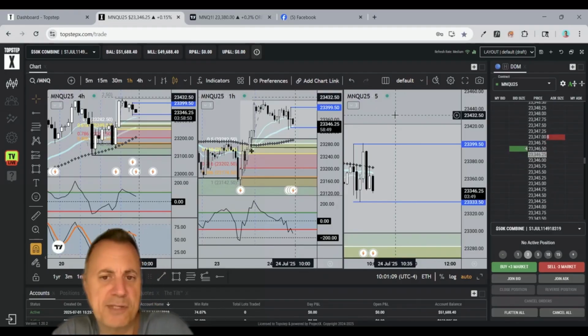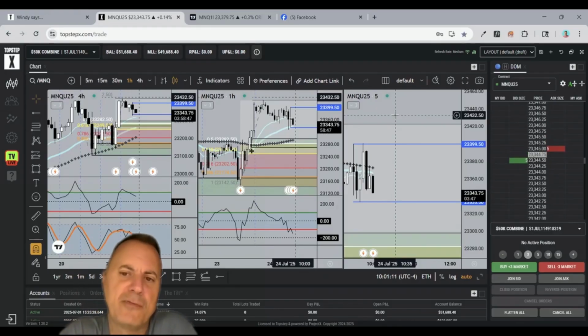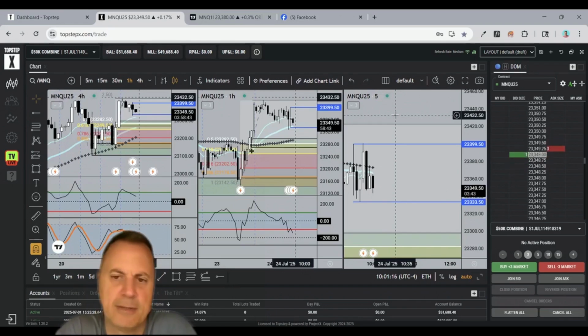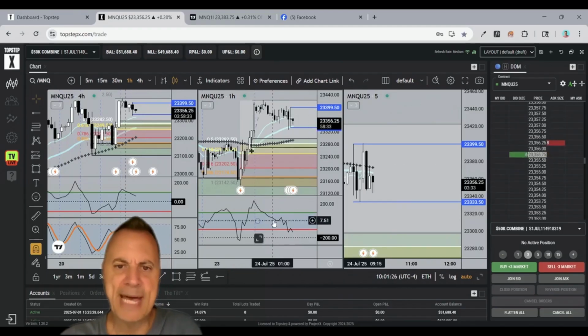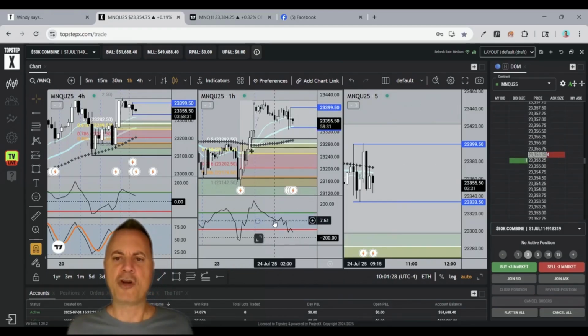Now it's looking like it wants to break to the downside, right? Before it looked like it was going to break to the upside. Now it's going to break to the downside. You'll never know. All you can do is trade what you see. And what I'm seeing right now is mixed signals, right? We do not have the CCI component met on the 1 hour chart.